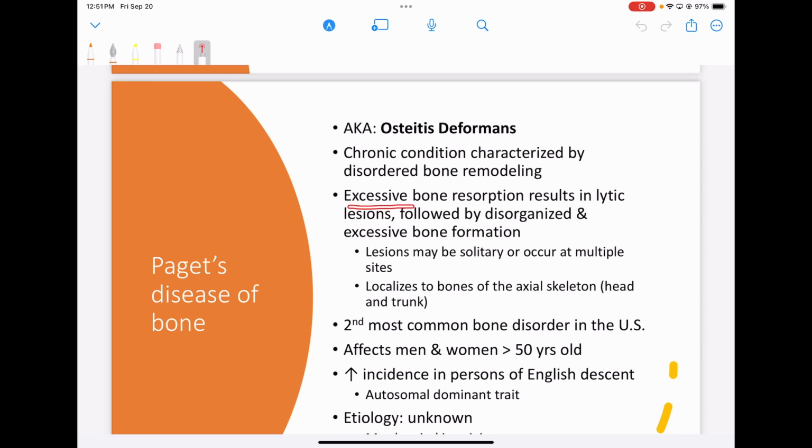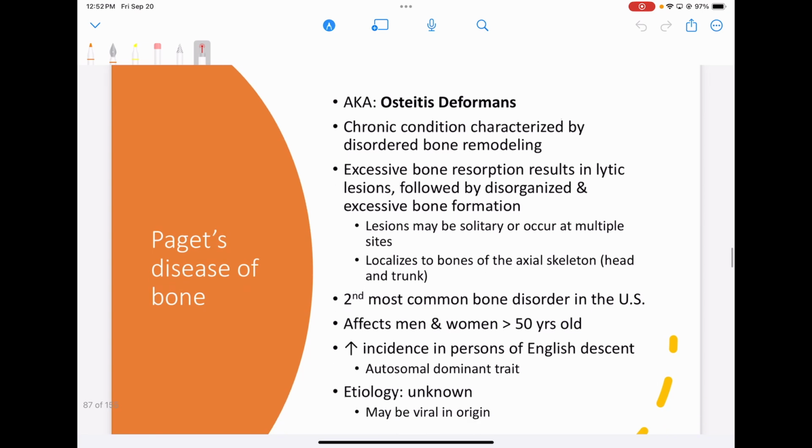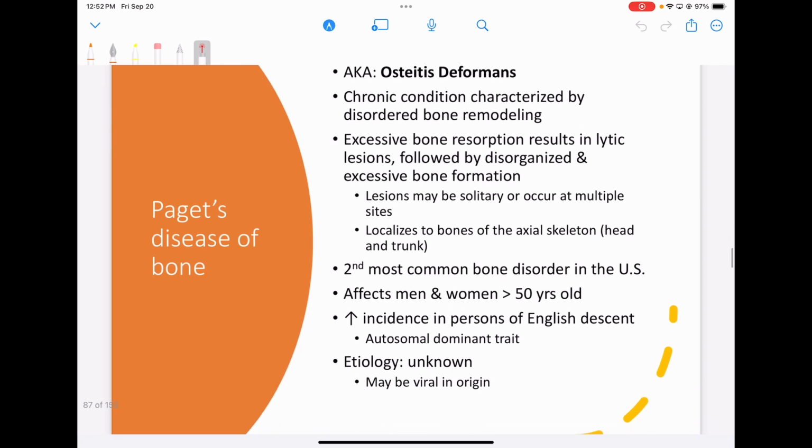It's excessive bone resorption with disorganized and excessive bone formation. So as the bones are getting degraded, we're trying to repair the bones, but it's not being repaired very well. They may be solitary lesions, or they can occur at multiple sites. Usually, Paget's disease is localized to bones of the axial skeleton, head, and trunk. I think I have it a little bit later, but in some patients with osteitis deformans, with Paget's disease, the skull can get so heavy from being remodeled that it can actually crush your C1 because of the weight of the skull, compressing C1.